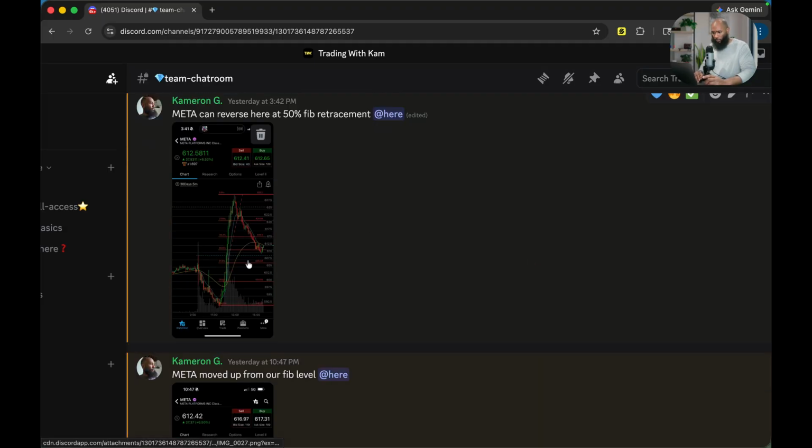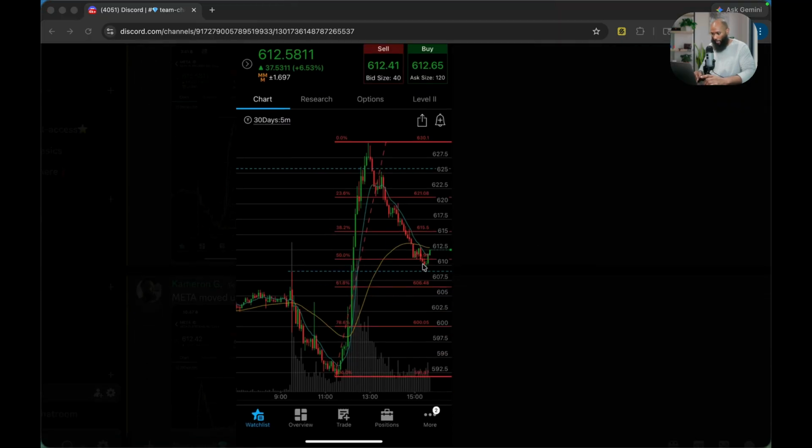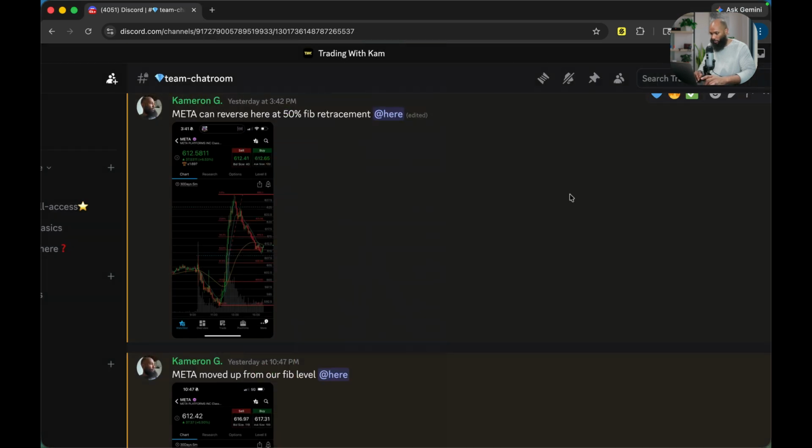So not only can you make money towards the downside, but you can make money towards the upside, because I told the team that we have a fib level. This is the 50% fib level. And let me just draw that a little bit better for you. You can see this is the low, that's the high, and the 50% level of this move on up is right here.